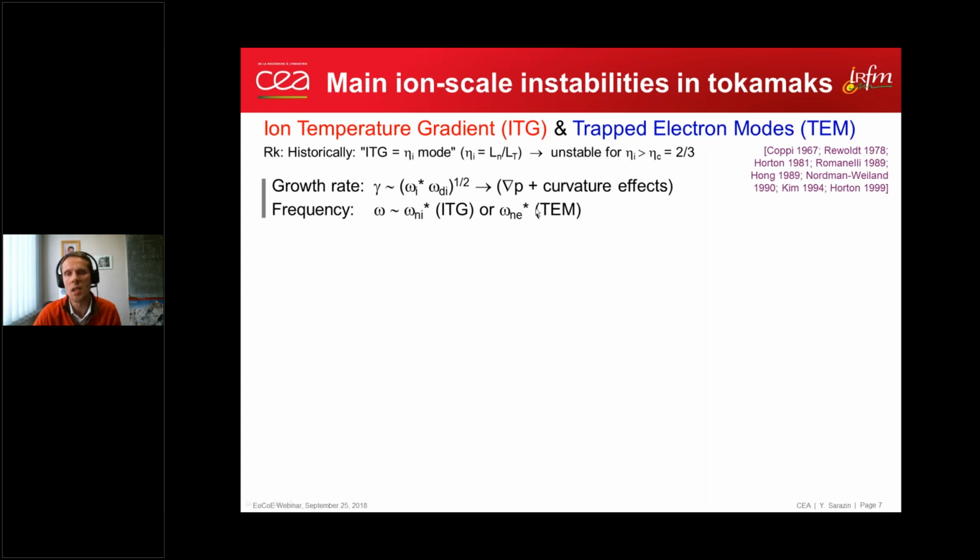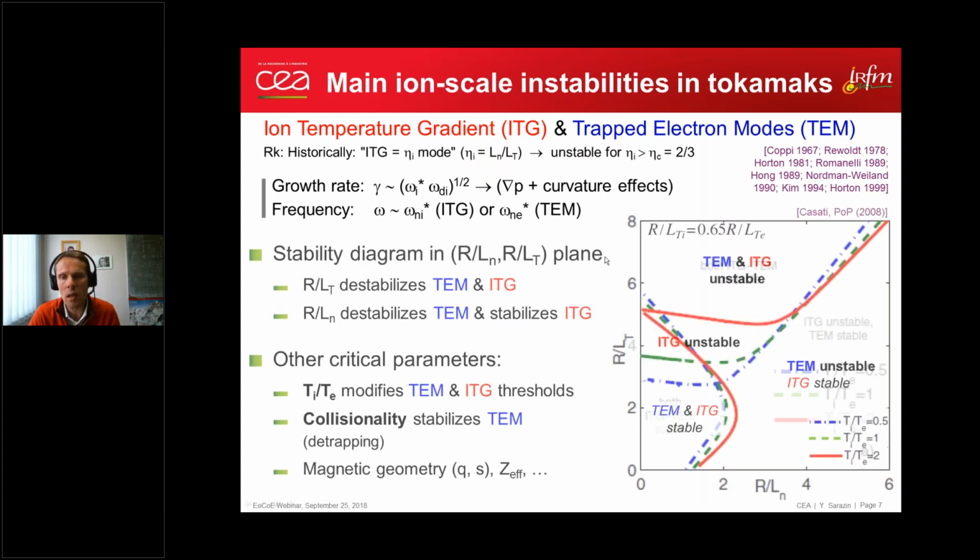drive of the instability are the pressure gradient and the curvature of the magnetic field. And the curvature of the magnetic field plays the role analogous to an effective gravity in the Rayleigh-Bénard instability in fluid. The frequencies are of the order of the diamagnetic frequency, either the ion diamagnetic frequency or the electron for the TEM.